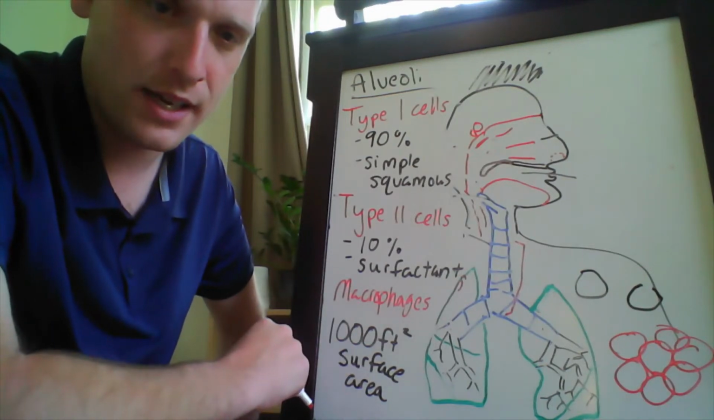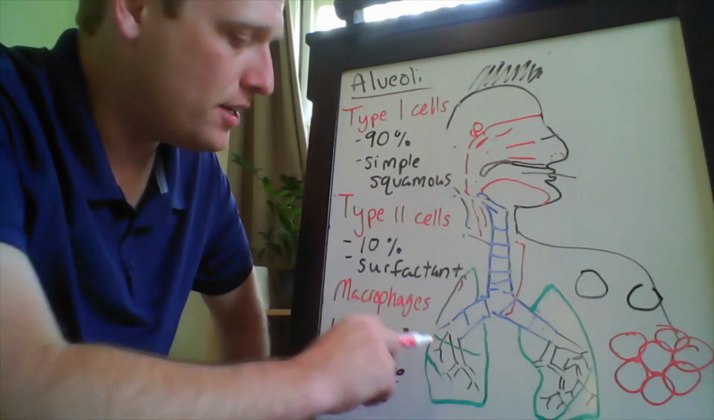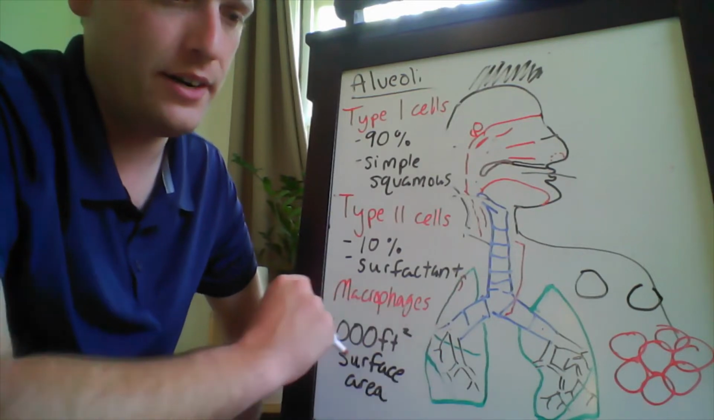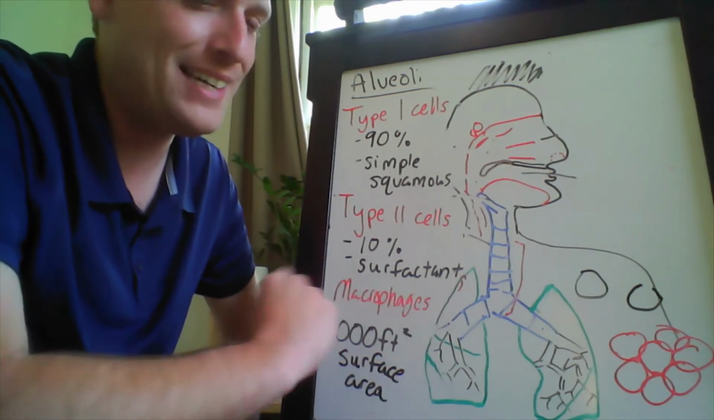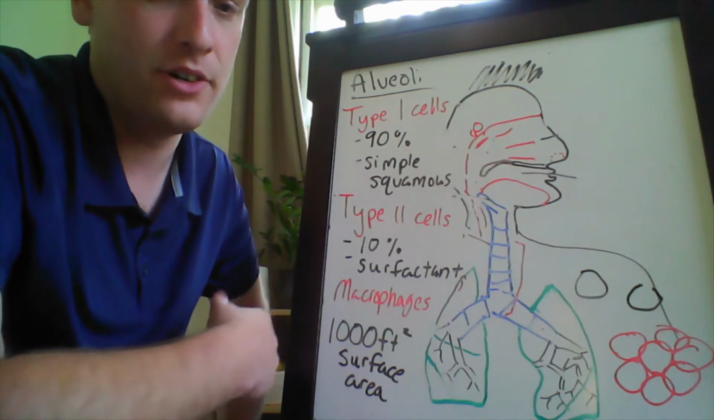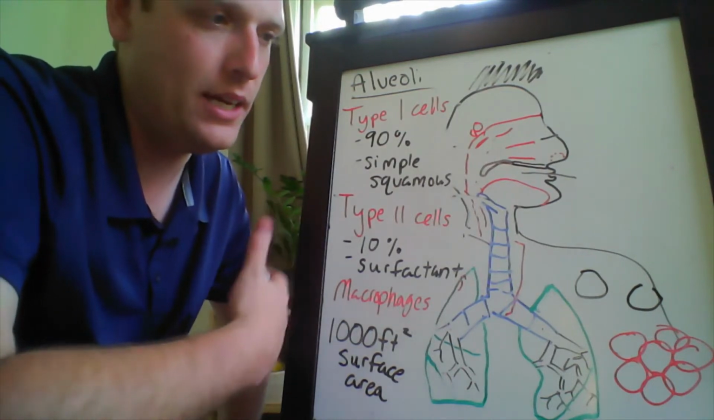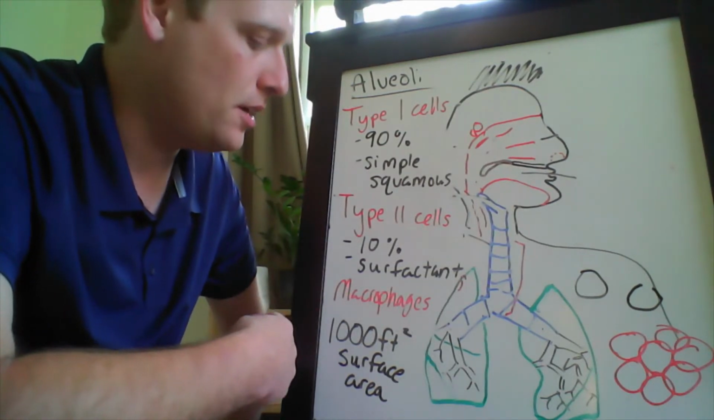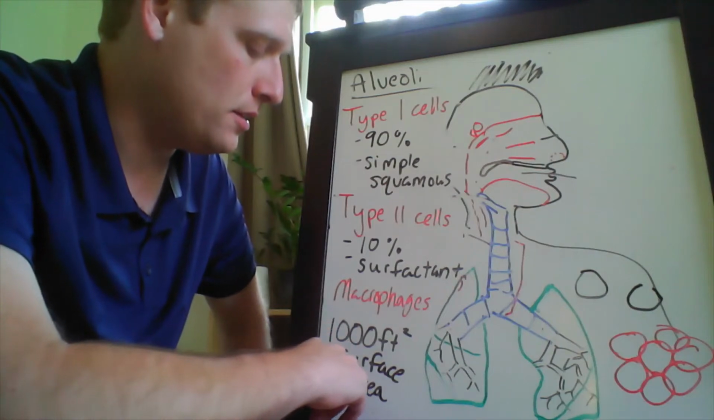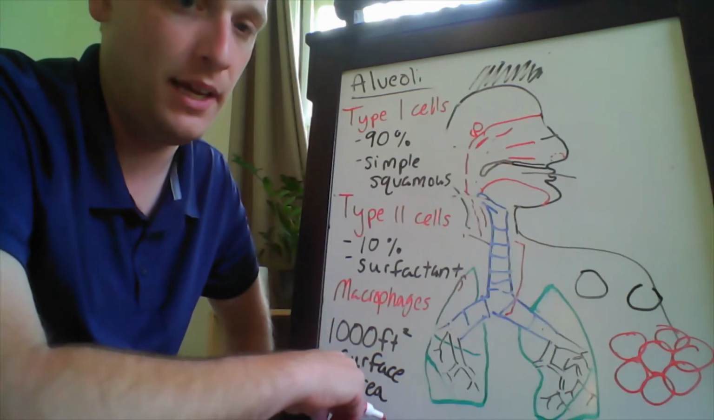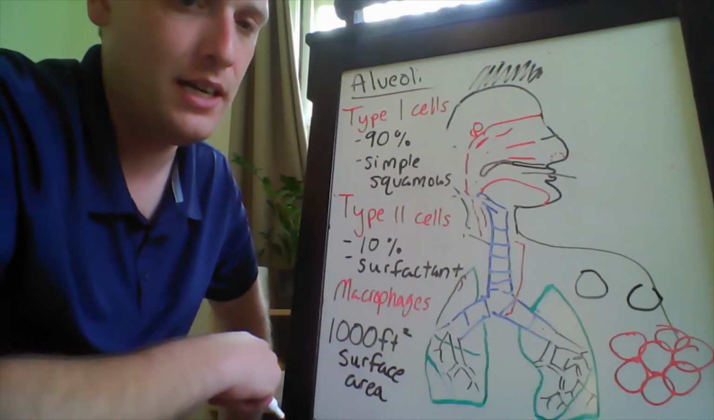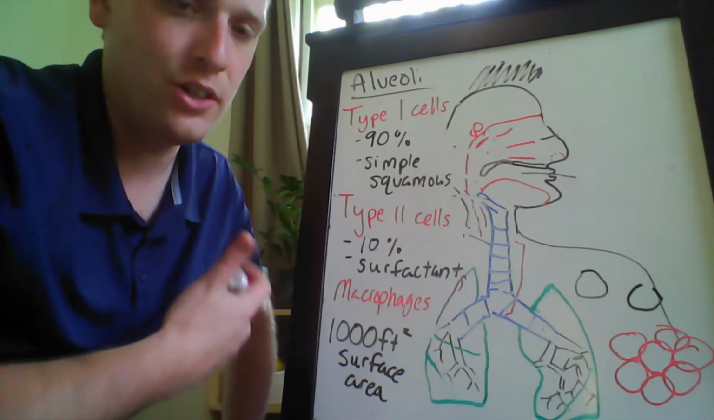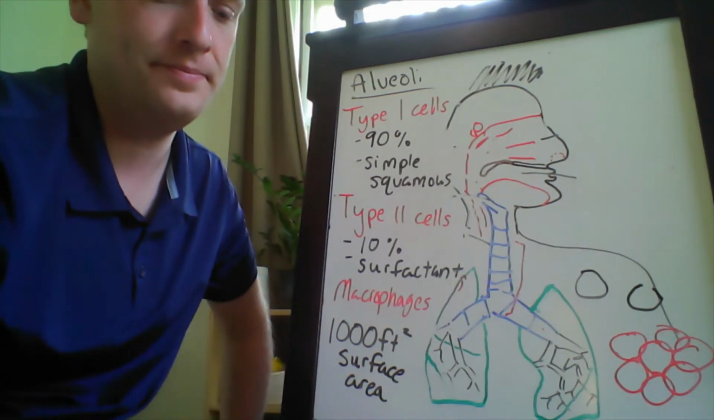Normal-sized apartment, we'll say. So there's enough surface area in your lungs for gas exchange to occur to cover a small apartment. That's a pretty impressive number. So the structure-function relationship being you have a lot of surface area, and that makes gas exchange incredibly efficient.